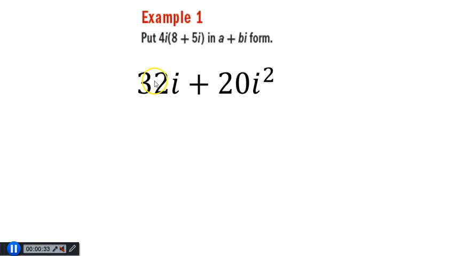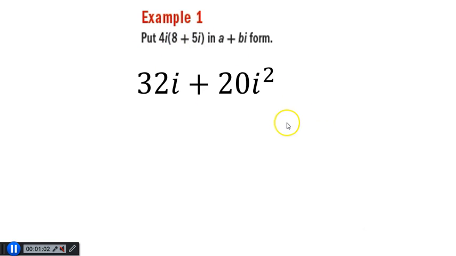4 times 8 is 32. And then we have this term of I. We treat I just like a variable, if it was an X or an N or a Y or whatever we want. But we've got to keep in mind here that this I represents the square root of -1, which is that imaginary number. And then we get a positive 20 times I squared from 4I times 5I. The 20 comes from 4 times 5, and the I squared comes from I times I.